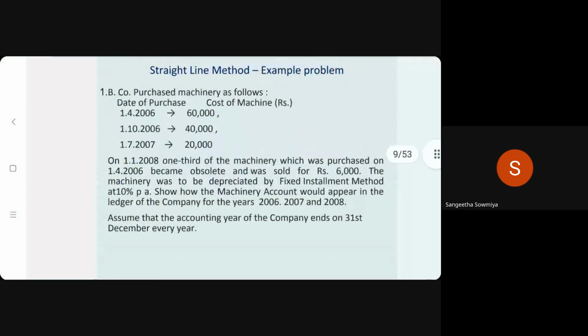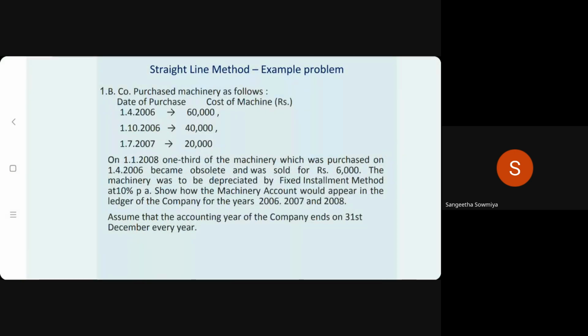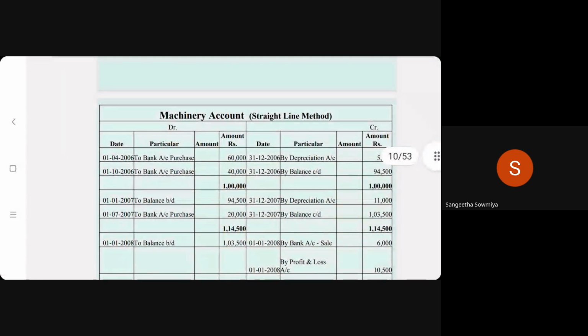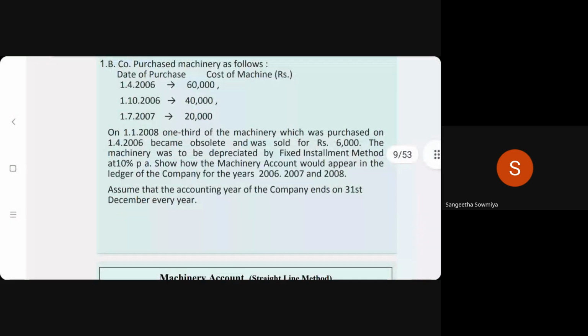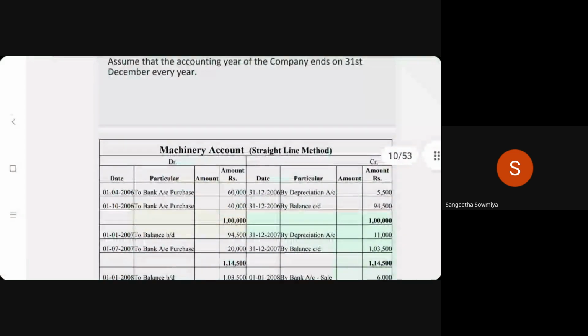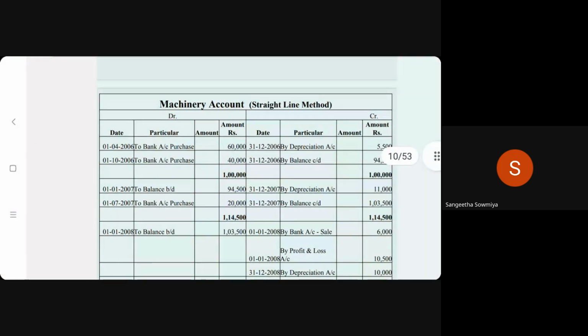See the next one, on 1/7/2007, you have purchased another machinery, the third machinery, that is 20,000. So you have to write it here. To bank account, purchases 20,000. Is there any other transaction during 2007? Nothing. Only in 2008 they are going to sell the machinery of the purchases in 2006. So in 2007 no sale. So now you have to close this ledger account by depreciation.